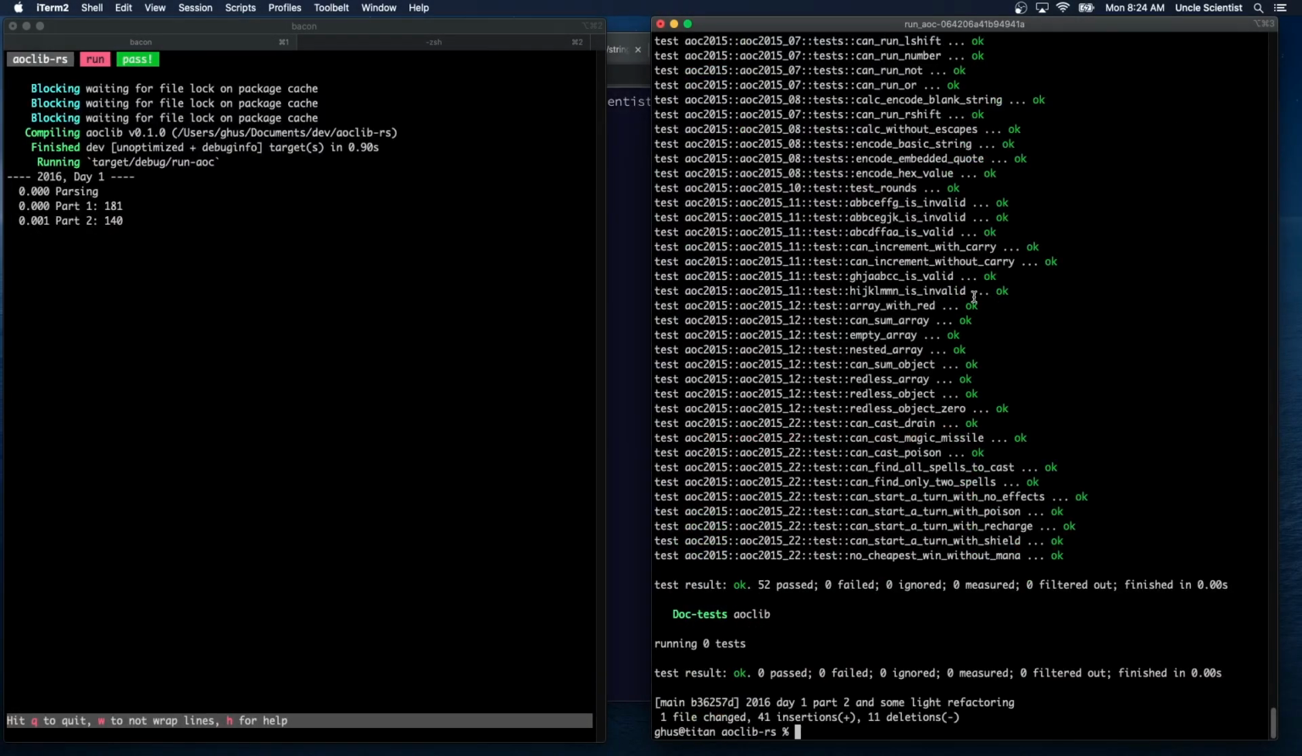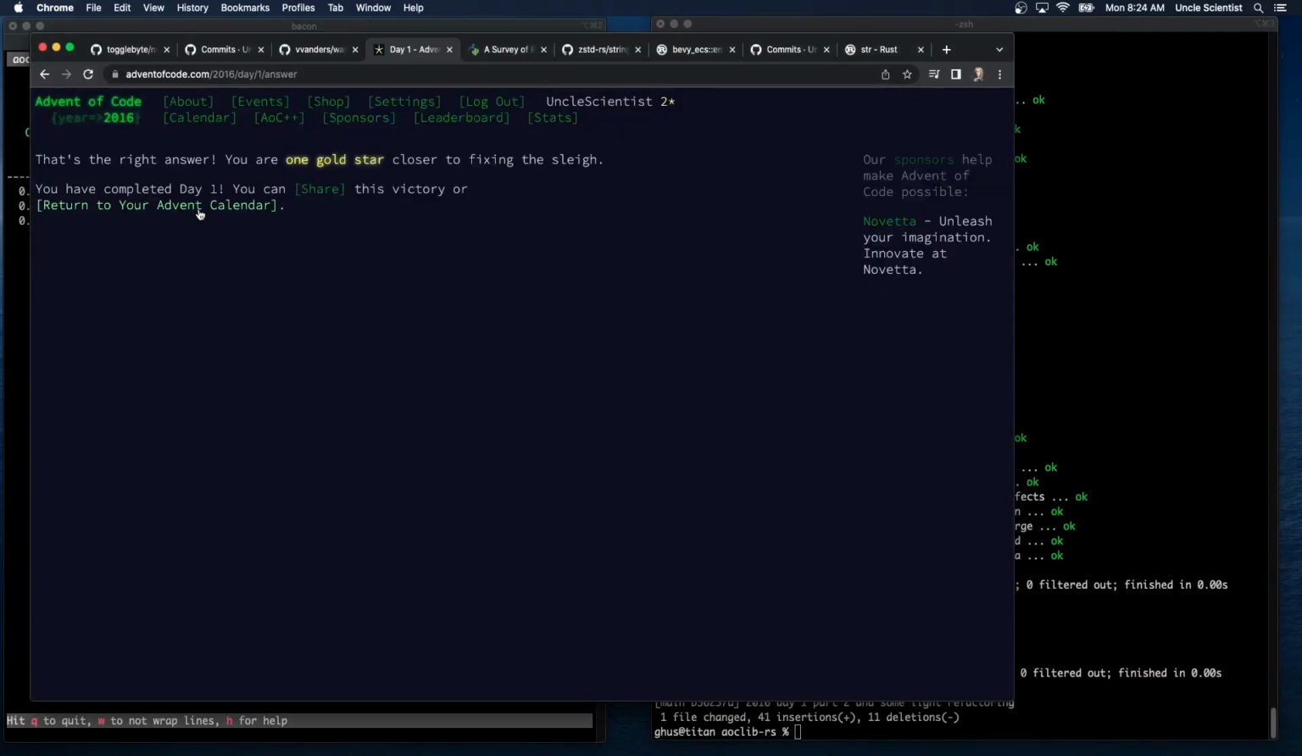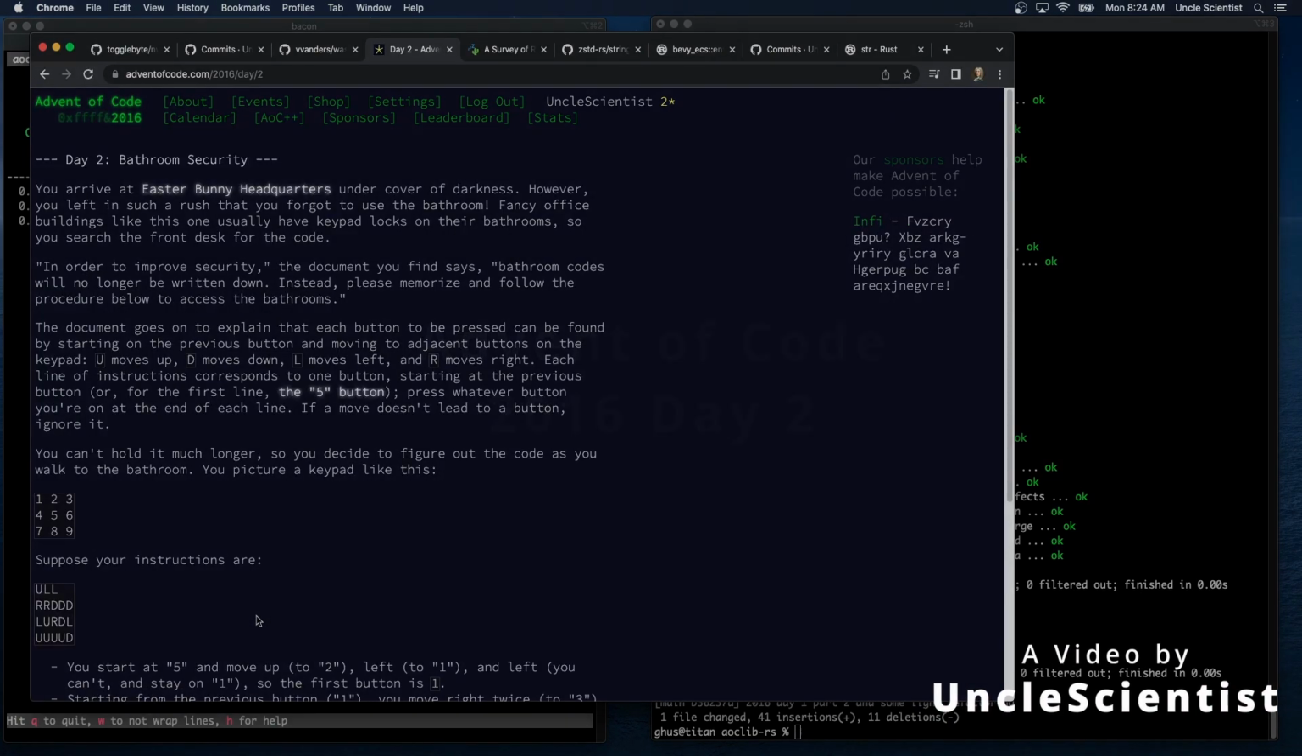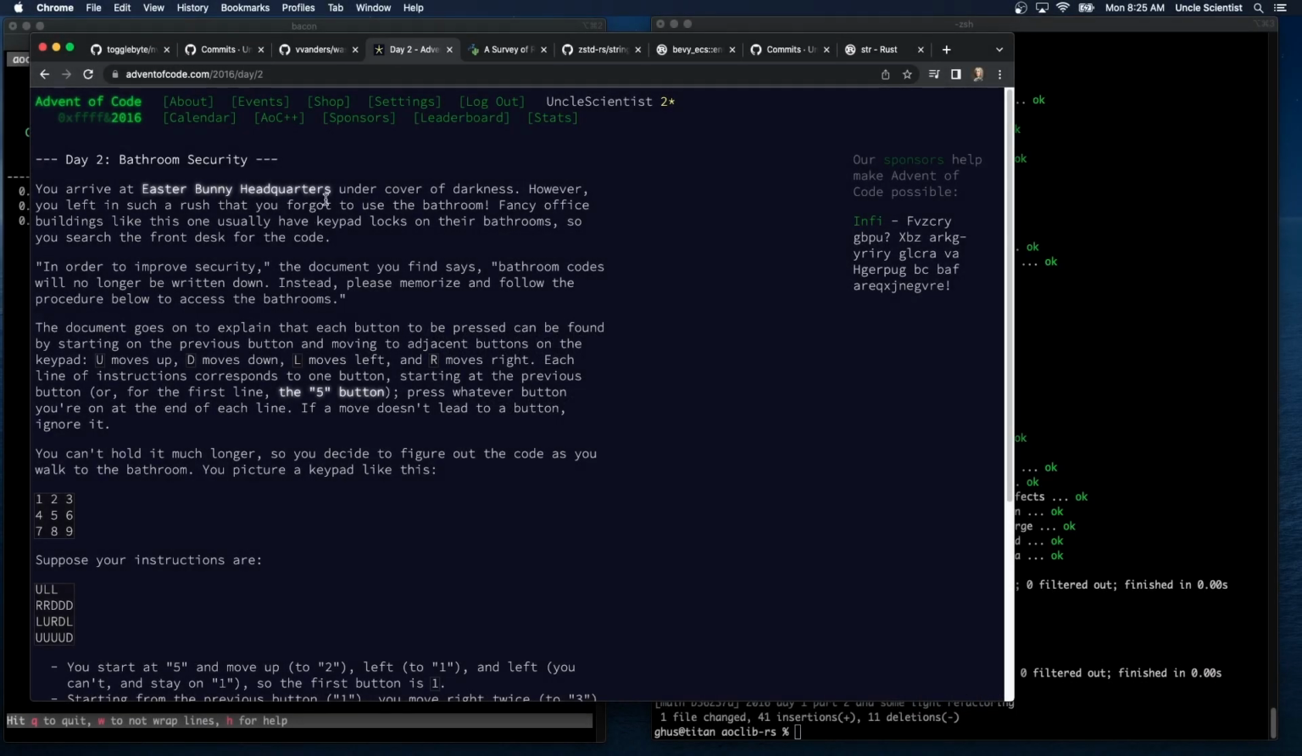So that means we should have enough time to do day 2, right? Let's see. What's day 2? You arrive at Easter Bunny headquarters under the cover of darkness. However, you left in such a rush that you forgot to use the bathroom. Fancy office buildings like this one usually have keypad locks on their bathrooms, so you search the front desk for the code. In order to prove security, the document says bathroom codes will no longer be written down. Instead, please memorize and follow the procedure below to access the bathrooms.